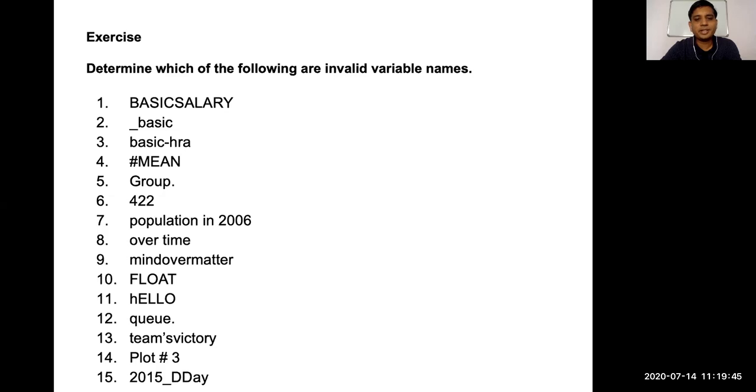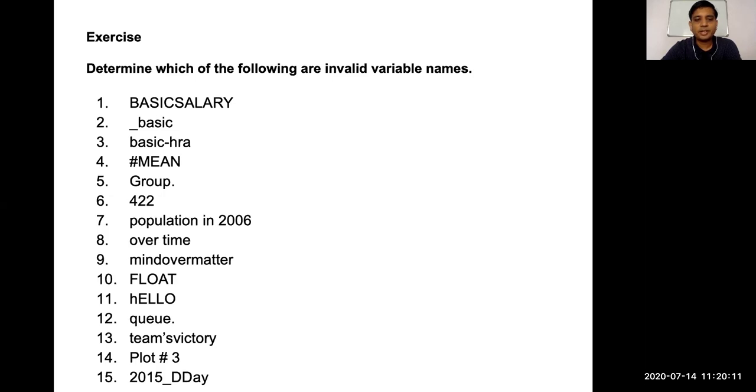Just tell me the reason. Invalid because float is a keyword, a data type. But here it is in capital, and the keyword is in small letters. Yes, correct. Actually, it is a valid variable name because the C language is case sensitive, and the small float and the capital float are different. So this capital float is not a keyword, and that's why it is a valid variable name.